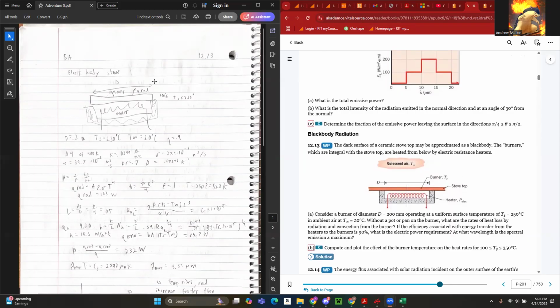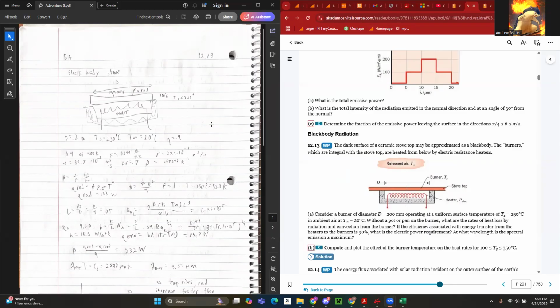If you look at my solution, I started with a quick sketch, just recreating the schematic given. I defined all the variables, evaluating at about 400 Kelvin just above the surface of the burner. It will be quite hot, but not quite 250 for the air. Using table A4, I got some properties for the air. This will be important for determining the convection coefficient.